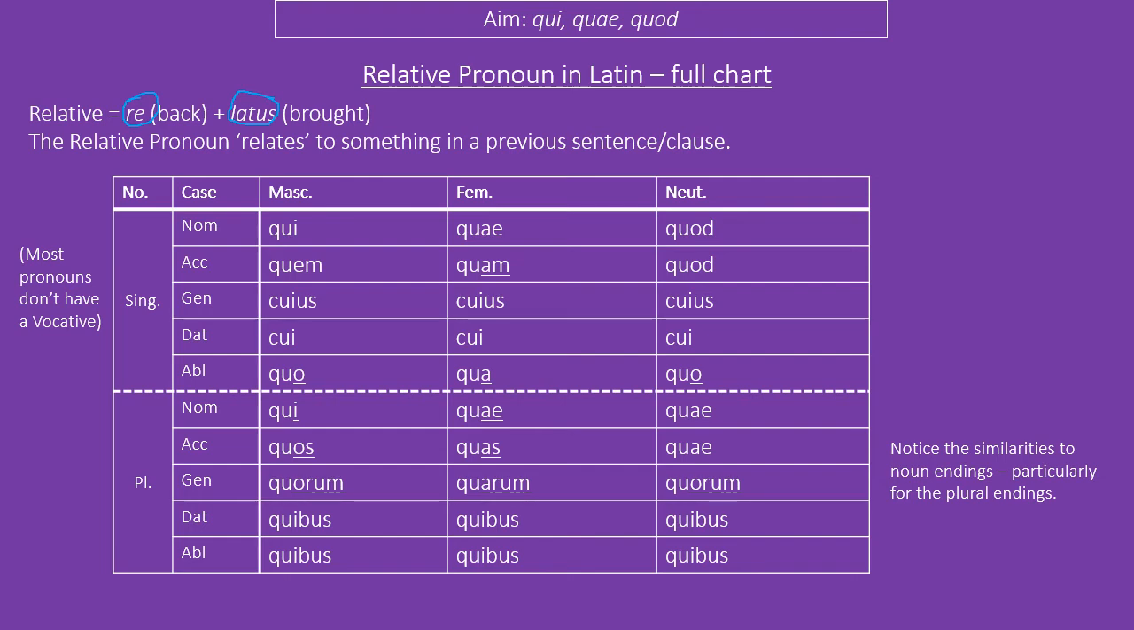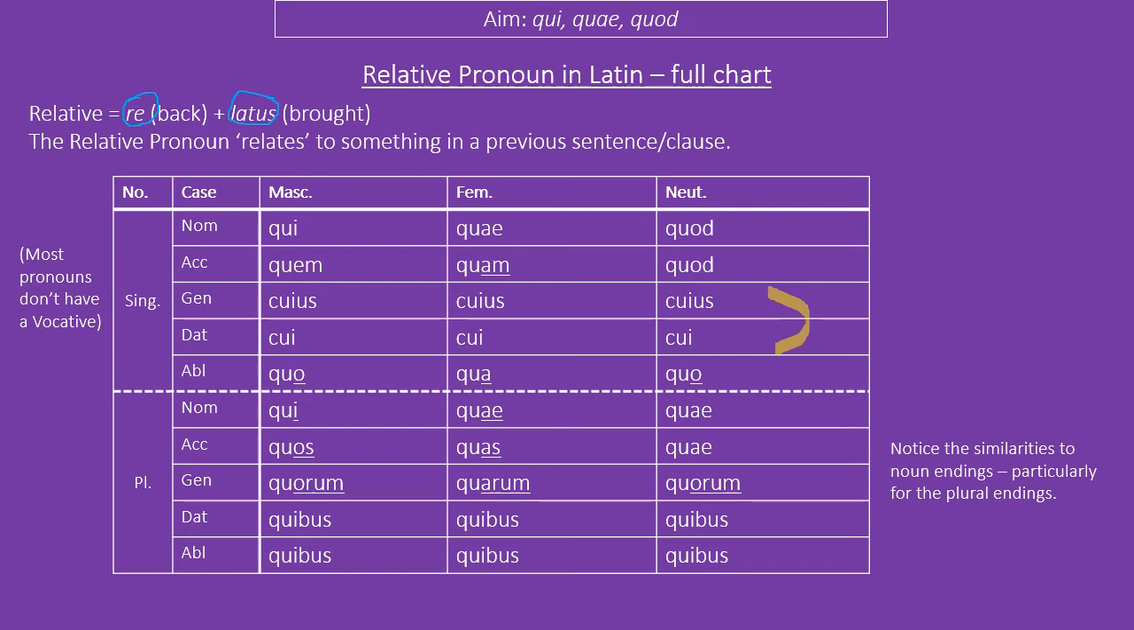So, going through it. Quae quod, quem quam quod, cuius cuius cuius, cui cui cui, quo qua quo, qui quae quae, quos quas quae, quorum quarum quorum, quibus quibus quibus. You'll have noticed in there that, bizarrely enough, the genitive and dative singular go cu rather than qu. It's just a thing. You'll also notice that I go left to right here rather than vertically.